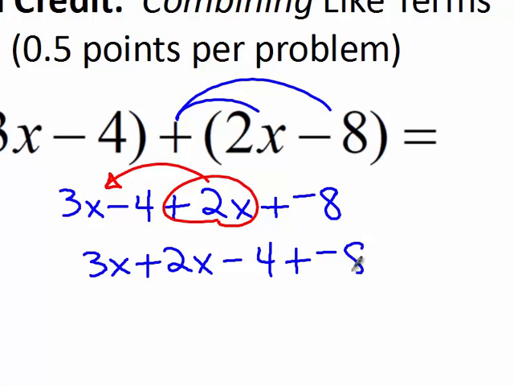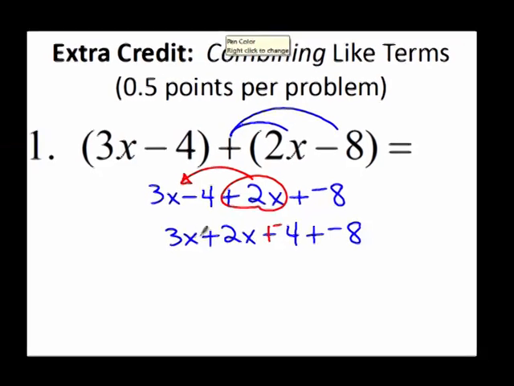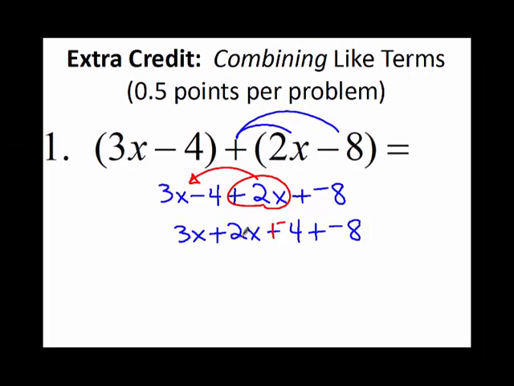plus a negative 8. The minus 4 could be written as plus a negative 4, and we now have the ability to combine like terms. We can see that the like terms are associated with each other, close to one another, and we now have 3x plus 2x is 5x, plus a negative 4 plus a negative 8 is a negative 12. But I think it's best to keep in mind that plus negative is also minus. So let's rewrite this as 5x minus 12.